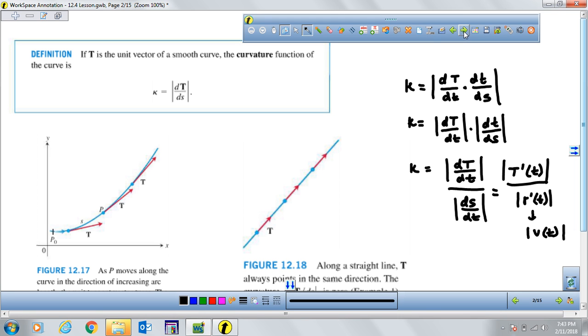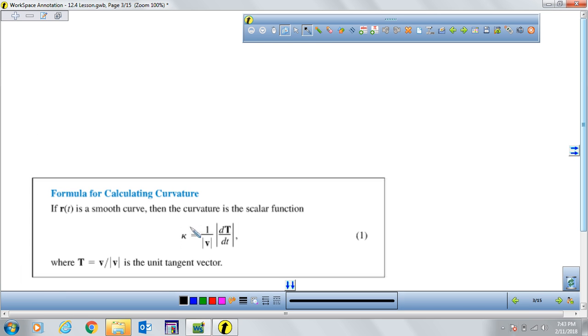Okay. And that's what we see on the next page. Curvature can also be found by dividing the magnitude of the derivative of the tangent vector with respect to the parameter t by the magnitude of the velocity, which is the same thing as the magnitude of the derivative of the position vector with respect to t.